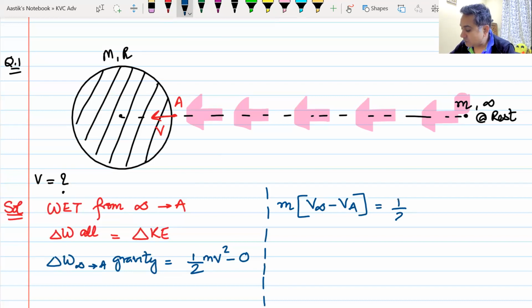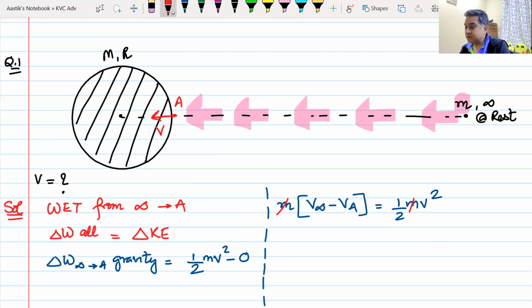That will be equal to half mv square. What is the potential at infinity? Zero. What is the potential at point A? Who is creating potential at point A? Earth, or this mass, is creating potential. So how much is the potential at point A?